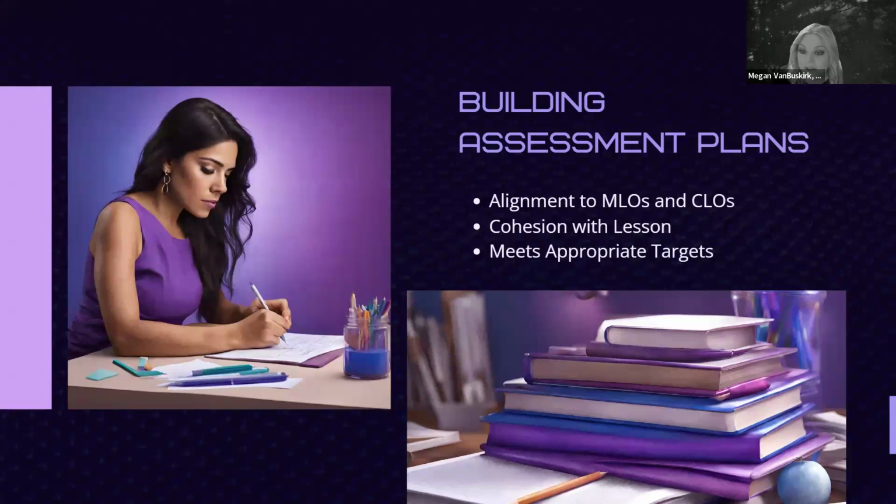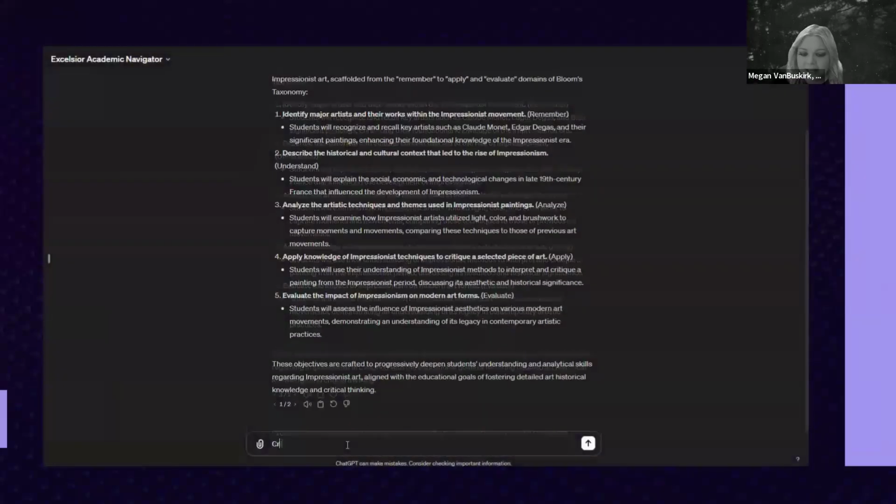We also want to ensure that when we build out a lesson assessment plan, it's going to have cohesion with any previous lesson planning that we have done. And we want to ensure it meets the appropriate targets, right? So if we build out a robust assessment plan, it needs to measure what we're suggesting that it's going to measure. So then in this demo, I'm going to build off of the different scaffolding objectives that I've requested previously.